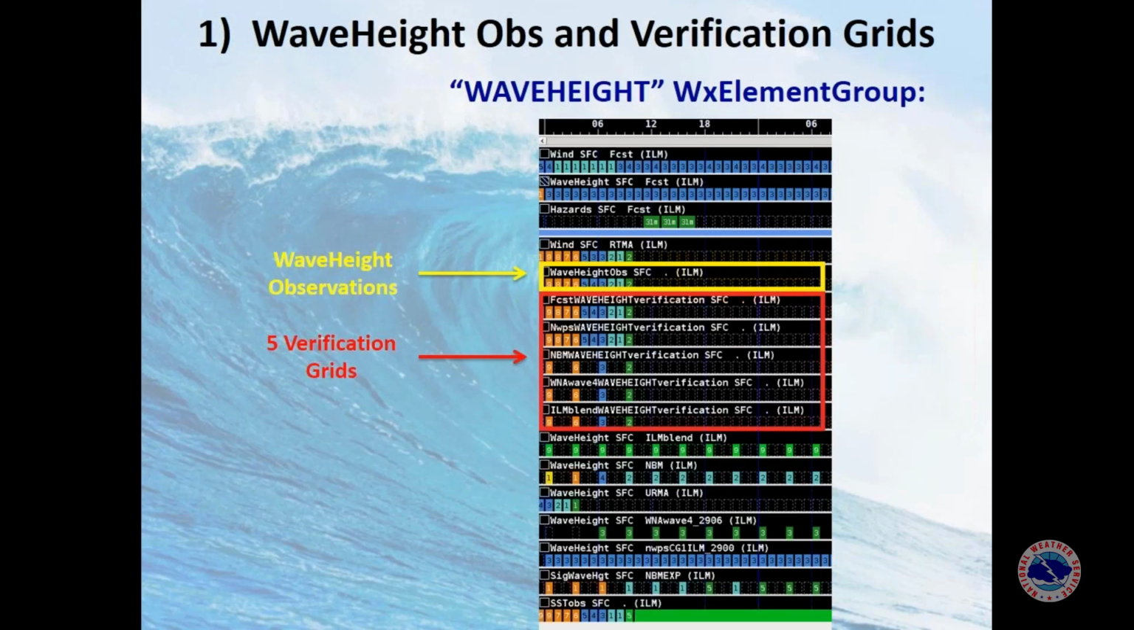So this is an element group. I use this every 3 hours when I'm doing my wave height forecast. So if you go to wave height in all caps, it shows our observations under wave height obs, and then it uses verification grids below. There was one against our forecast, NWPS, NBM, WNA wave 4. And then also an ILM blend verification grid, which is usually close to 0 because it's already factoring in all the biases talked about before.